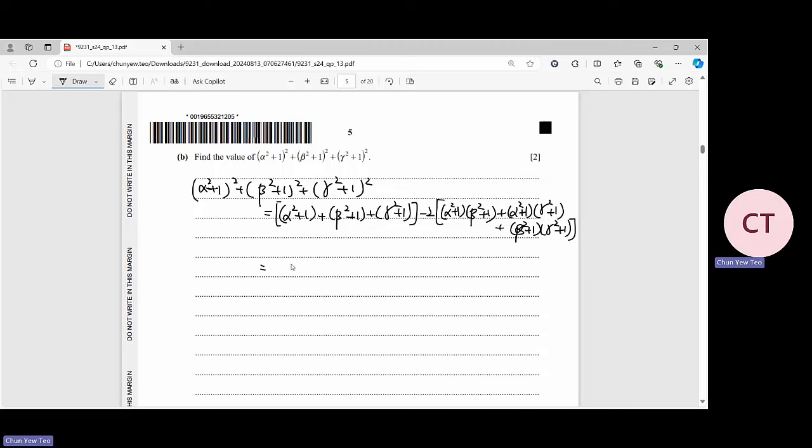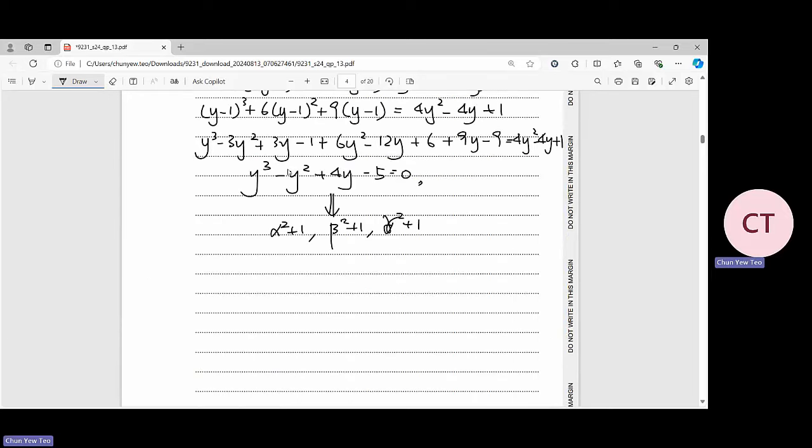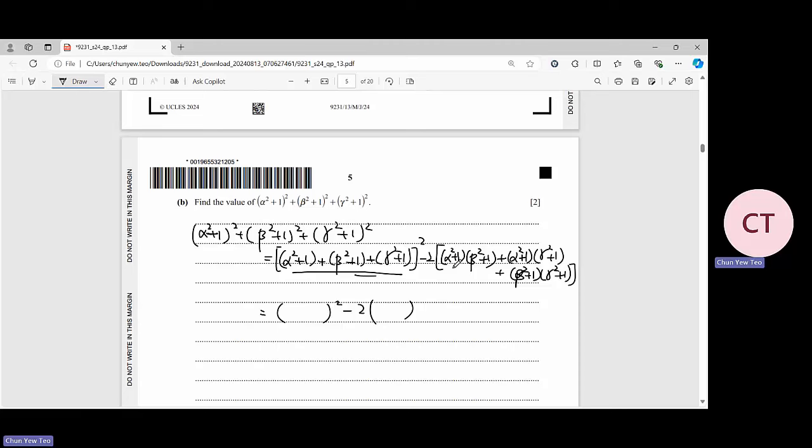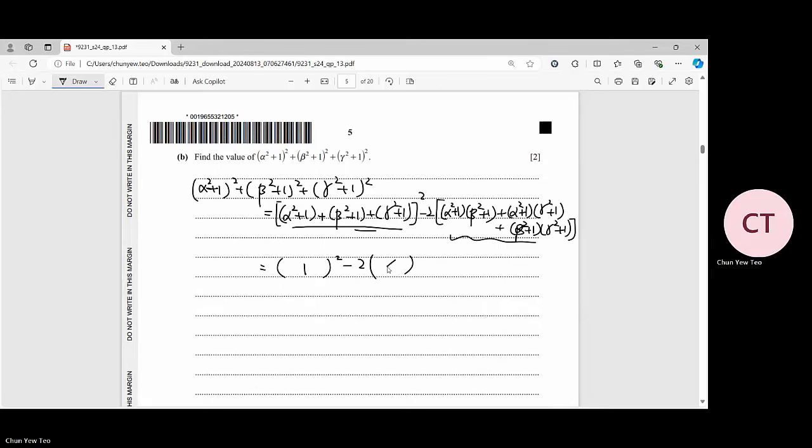This is the formula. I forgot to square it. So this is the sum of the roots, which is a positive 1, and then you square it. Then this part, the whole thing over here, is the sum of the product of two roots, so it will be 4. At the end, you get 1 minus 8, which is negative 7. That is the answer for the B.